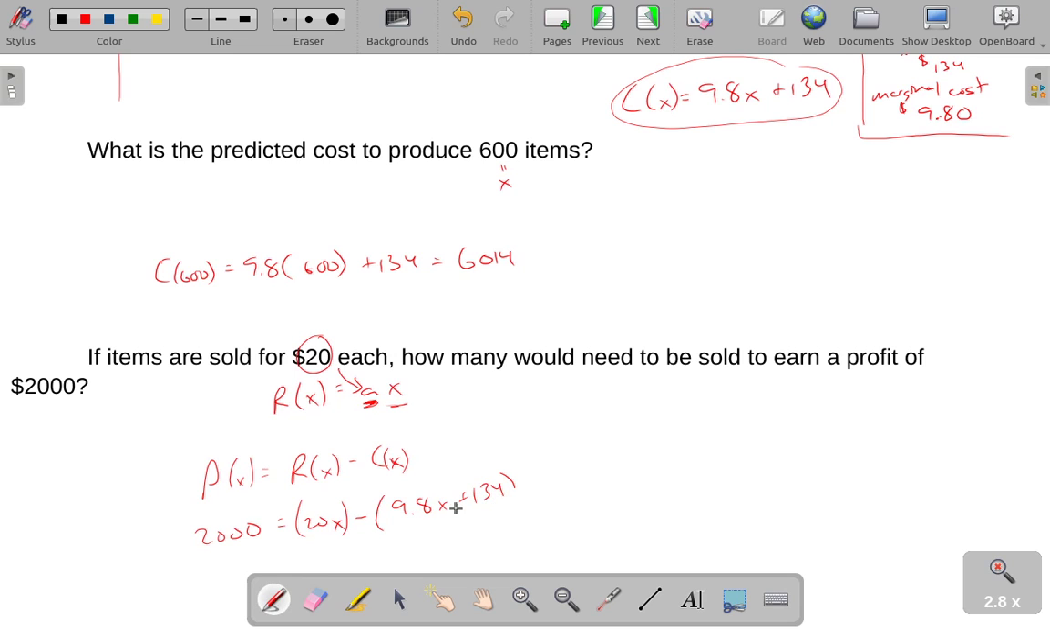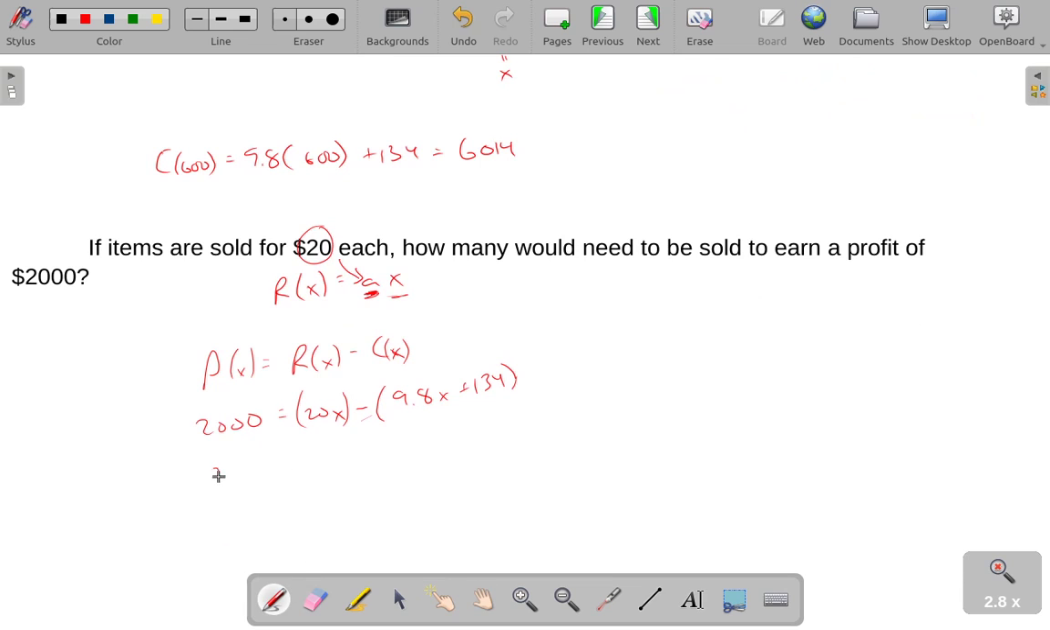Now, I don't know the value of x. You'll notice I'm leaving that as just x in both of these. I did know that my total profit was $2,000, so I didn't need to write that as any sort of function related to x, because I know its value. So I'm just saying my profit is $2,000. My revenue for making a certain number of items is just R of x, or 20x. My cost for making a certain number of items is just my cost function. I already wrote it there.